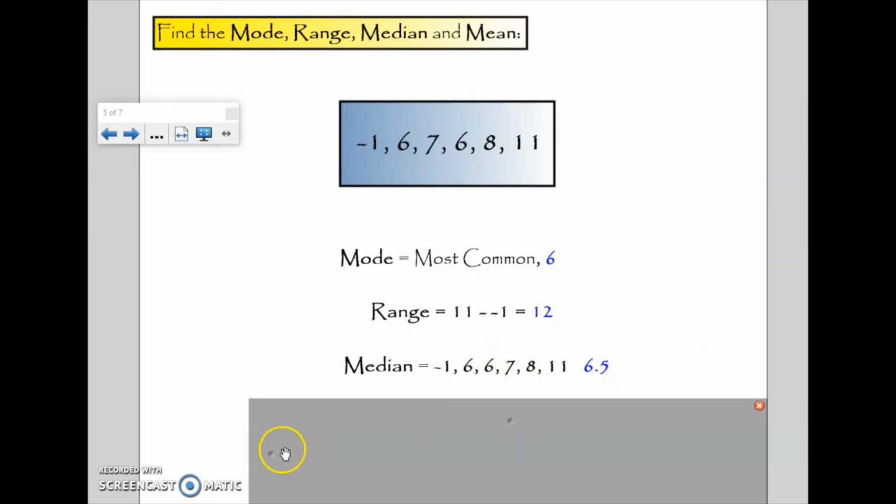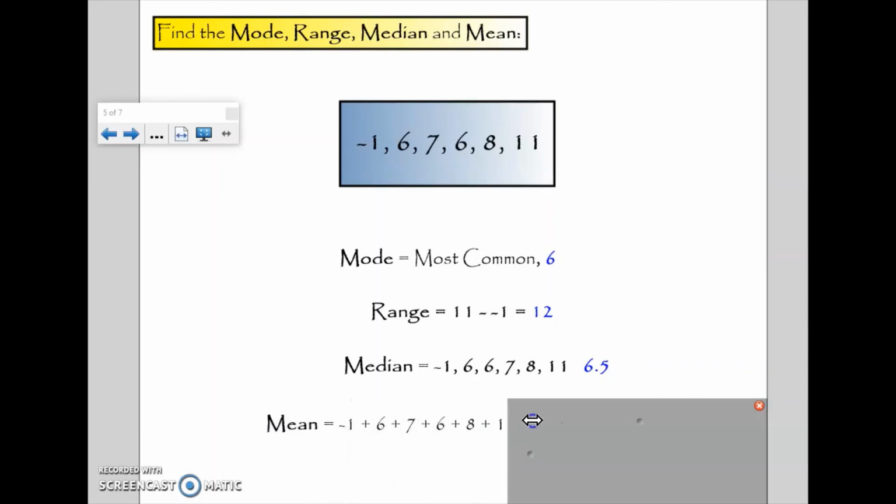Okay, when we go to work out the mean, we add our values together to get a total. This time it's 37. We divide that total by 6 because there's 6 numbers in our data set. That is telling me that the mean, rounded to 2 decimal places, is 6.16.